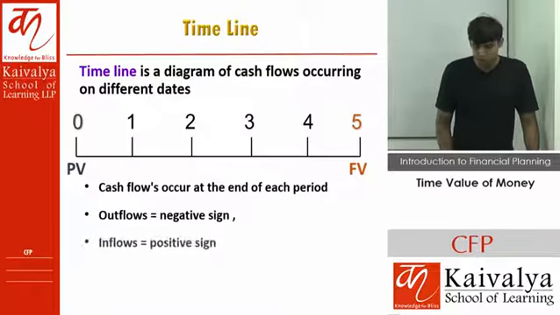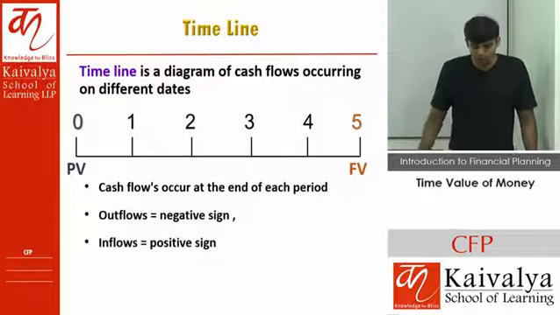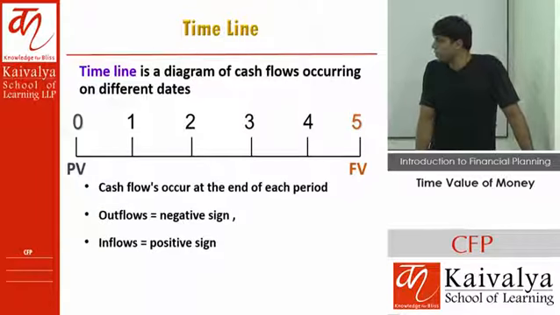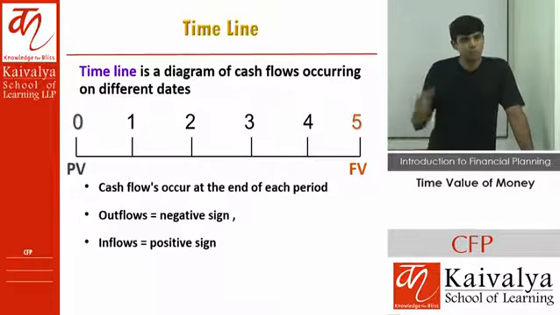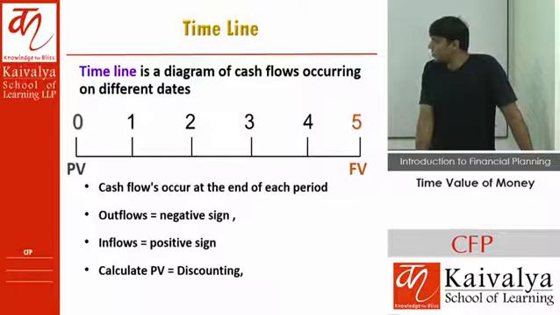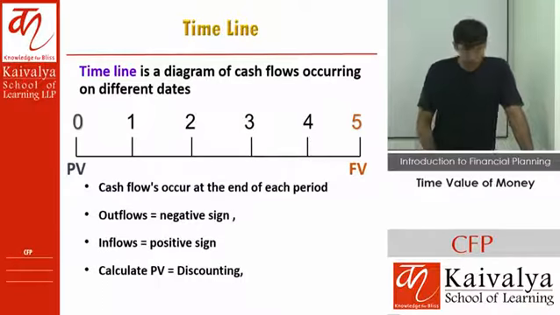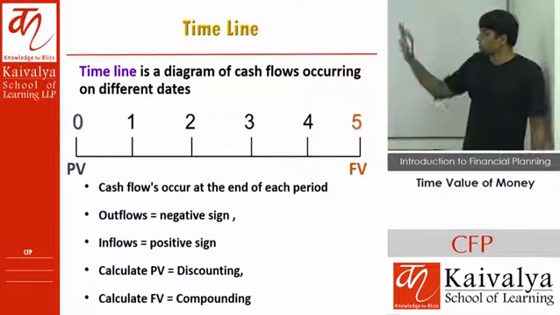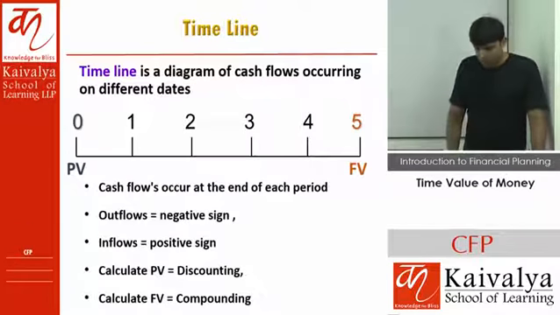Now some of the rules we understood for computation: any money which is coming to us should carry a positive sign, any money which is going away from us should have a negative sign. The process of finding out present value is known as discounting, and the process of finding out future value is known as compounding, right? So this was the basic idea.